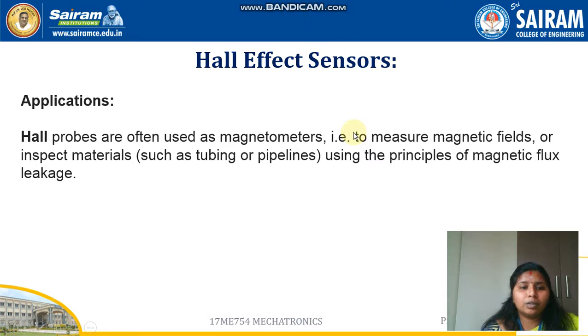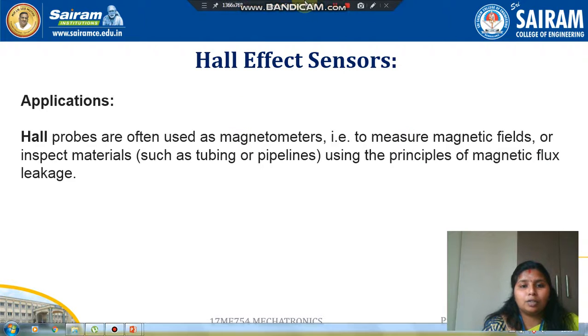If we talk about the applications of the Hall effect sensor, it is used as a magnetic switch for electric transducers. It is used for the measurement of position, displacement, and proximity. It is used for measurement of current. It is used for measurement of power. Hall probes are often used as magnetometers, that is, to measure magnetic fields or inspect materials such as pipelines using the principles of magnetic flux linkage. So this is about the Hall effect sensors.